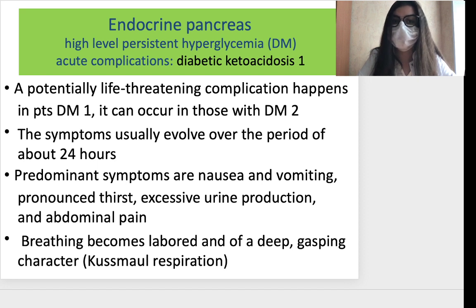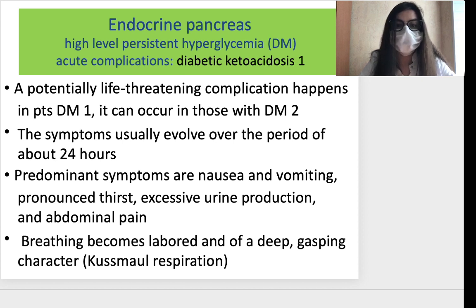It is a potentially life-threatening complication, happens in patients with diabetes mellitus type 1, but it can occur in those with diabetes mellitus type 2. I told about it, it is a patient with secondary insulin-dependent diabetes. The symptoms usually evolve over a period of about 24 hours.